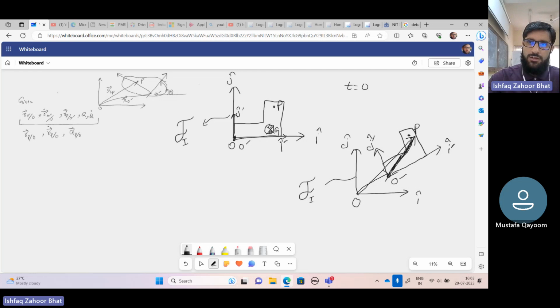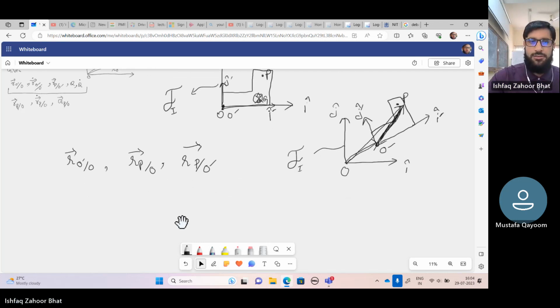This vector. Okay, so what is this vector? This is R O dash, with respect to O. And what is this vector? This is R P with respect to O. And what is this? This is R P with respect to O dash. Okay, these are fine.